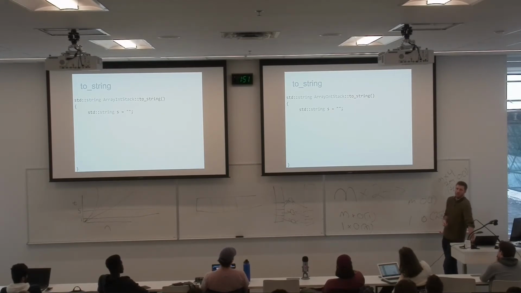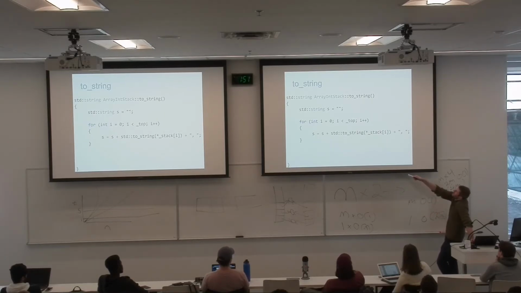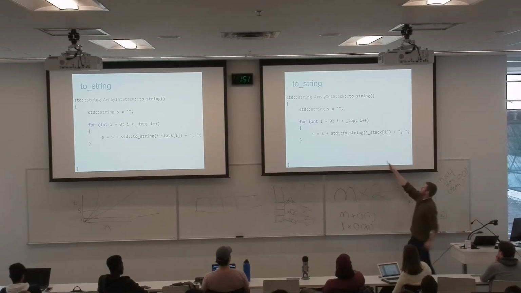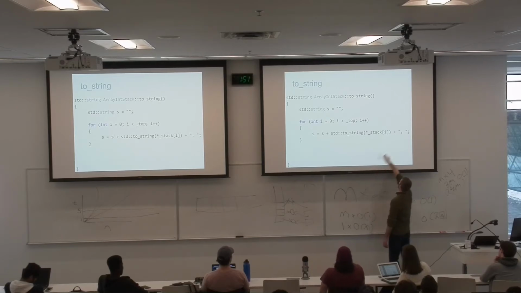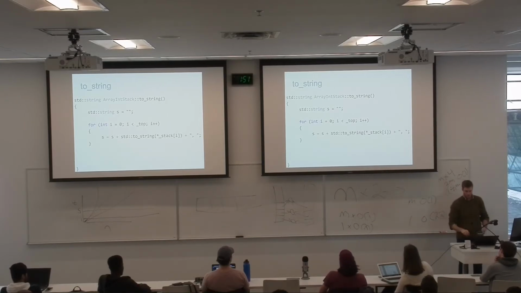All right, here's a toString. Start with an empty string. I like string building. For i from 0 to less than top, keep appending to that string the string version of whatever the stack is pointing to. So go to that pointer, get the value, turn that integer into a string and append it. And then I'm adding commas after each one.